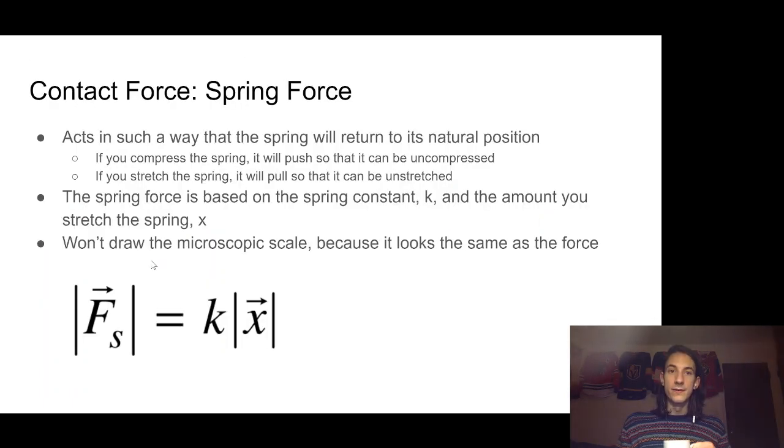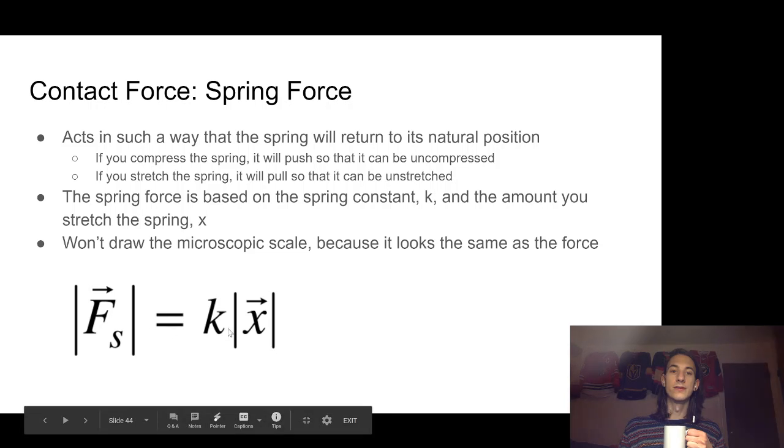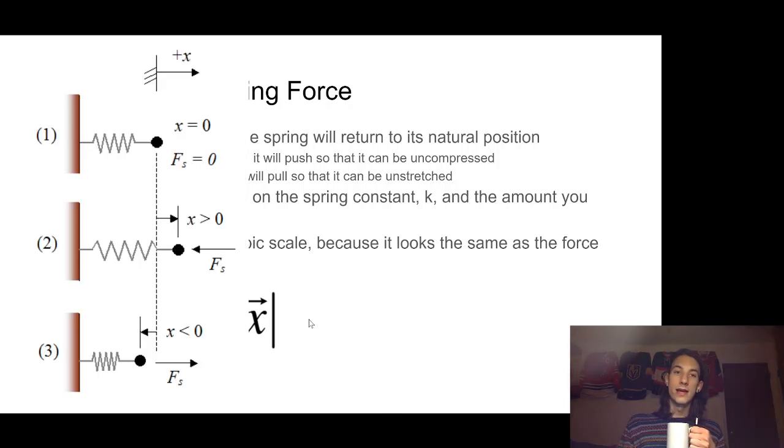And then the final one, we have the spring force. It acts in a way such that the spring will return to its natural position. This is like we were just talking about with everything else. So if you compress the spring, it will push so that it will be uncompressed. If you stretch the spring, it will pull so that it can be unstretched. The equation for spring force is just going to be the spring constant k and the amount that you stretch it. I'm not going to draw this on the microscopic scale just because it would look like a spring, just like we drew. But our equation for this is our spring force equals our spring constant times x. And just a little diagram for that.